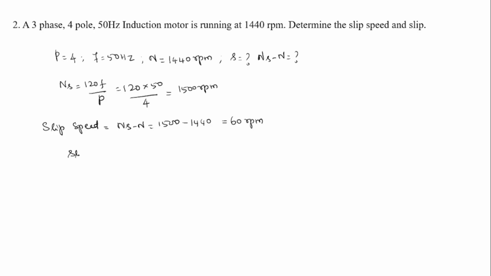Next we will find the slip value. Slip S is equal to Ns minus N divided by Ns. So 60 divided by 1500. This will be equal to 0.04. If you want to express it as a percentage, this will be 0.04 into 100, or 4%.